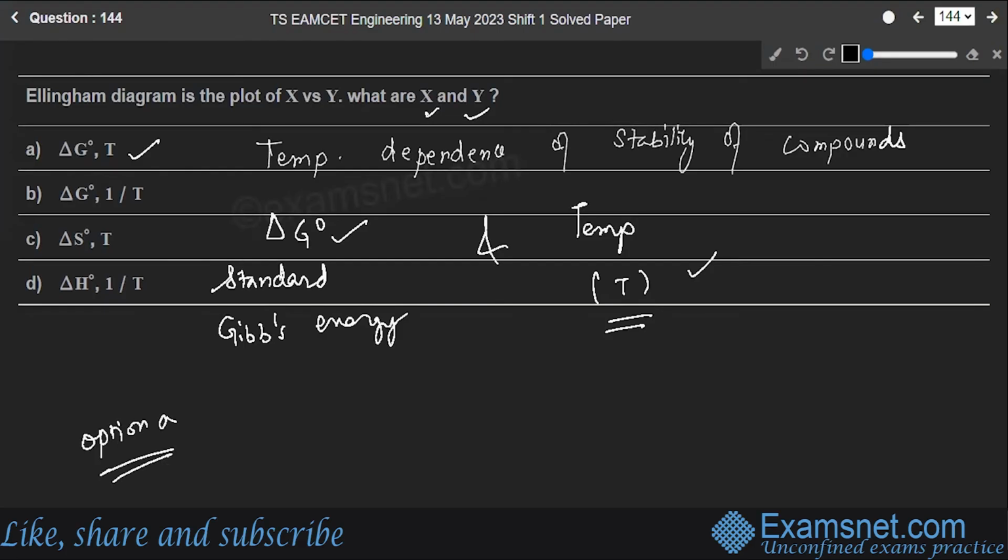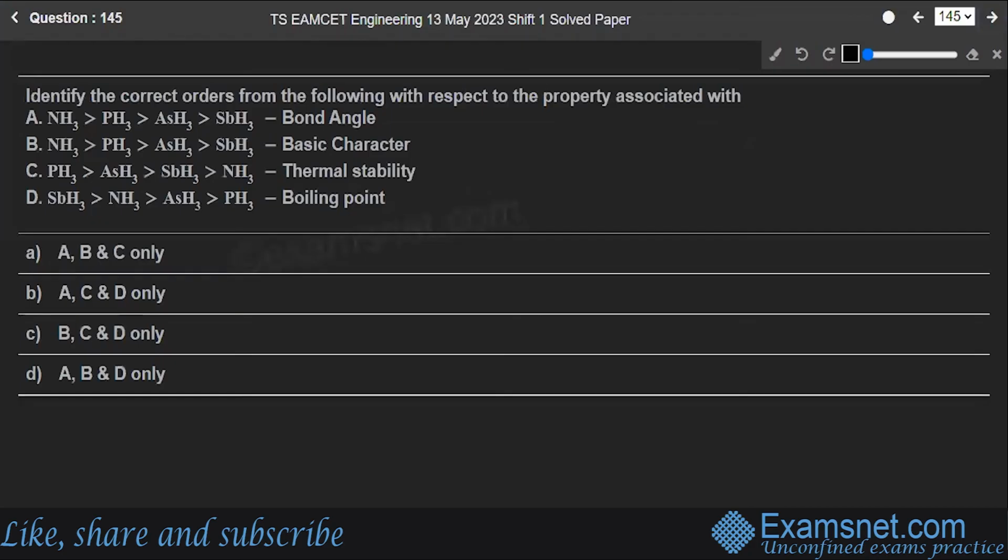Hope you got that. Next is question number 145. You have to identify the correct orders from the following with respect to the property associated. For the first one, you have to check the property associated with the bond angle, and pick the correct order. First is the bond angle, and the given compounds are NH3, PH3, AsH3, and SbH3.